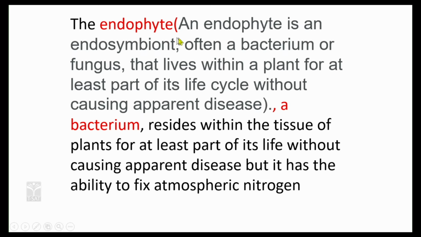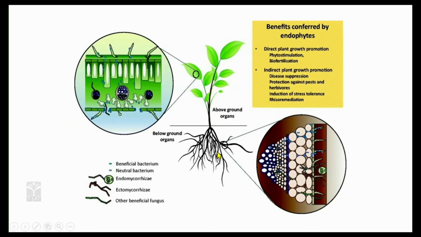The endophyte. So an endophyte is an endosymbiont, often a bacterium or a fungus that lives within a plant for at least part of its life cycle without causing apparent disease. A bacterium resides within the tissue of a plant for at least a part of its life without causing apparent disease. So this is what is known as an endophyte, which fixes the atmospheric nitrogen. Endo means inside. So it lives in the roots of the plants.